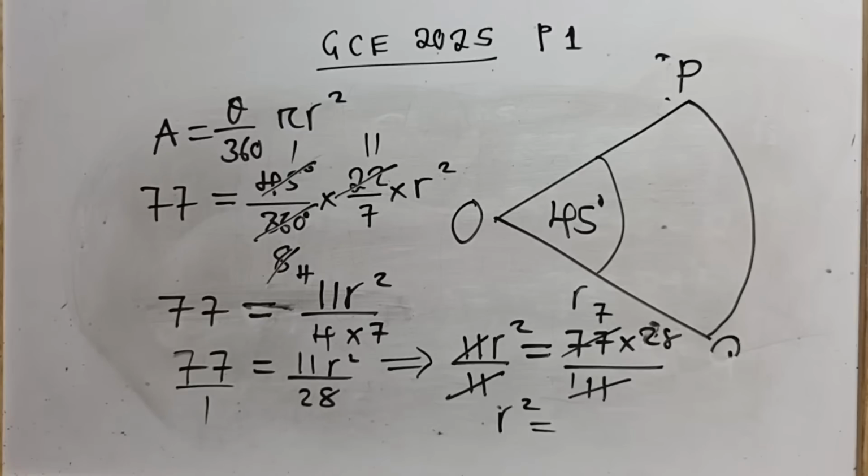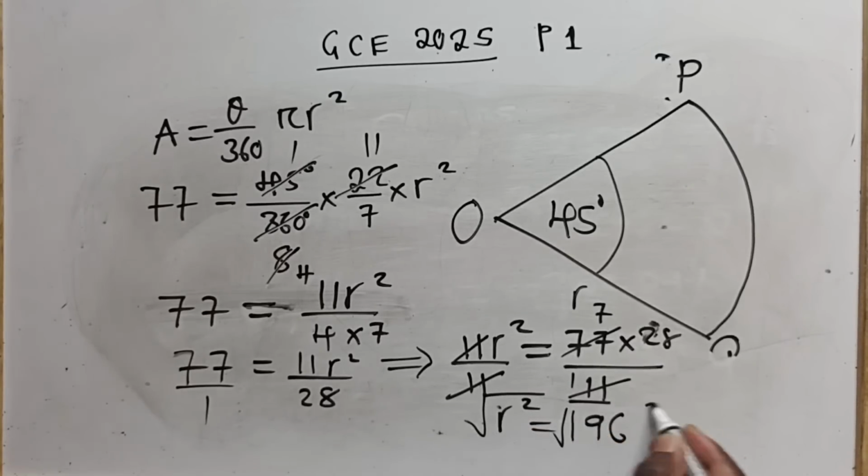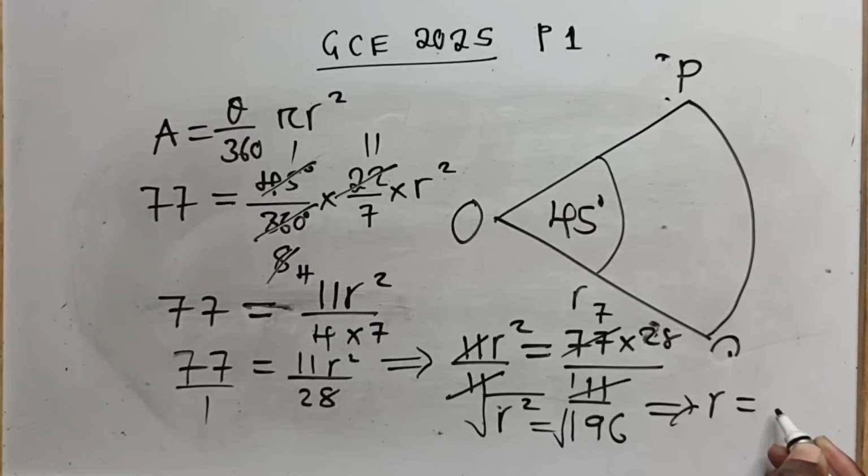7 times 28 is 196. So now, to get rid of this power 2, we square root both sides, so r will simply be equal to 14 centimeters. So the radius here is 14 centimeters. Is it clear there? Tell me if it's clear so that we can try to jump on to a bearing exam question.